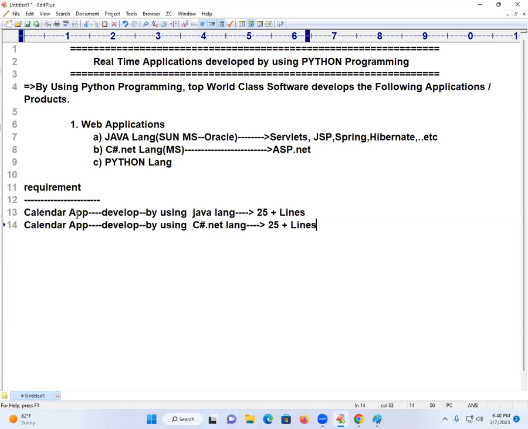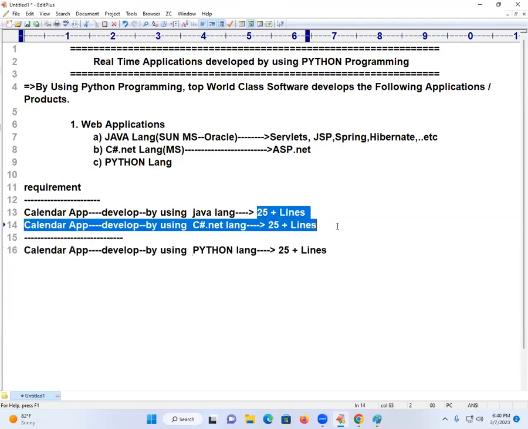In a C#.NET application, almost similar lines of code will be needed. But when we come to Java, and when we come to Python, this is what you need to observe. A non-technical person cannot write these 25 lines of code. Even a technical person doesn't know how to write the coding.